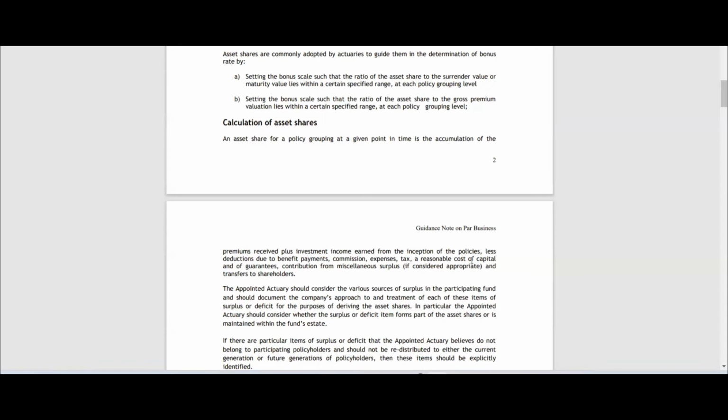Now the remaining things, cost of capital, cost of guarantee, contribution from miscellaneous surplus, these are non-cash items. Like you cannot see them, right? Cost of capital, you cannot see that. It's deducted, but there is no physical existence. Once again, cost of guarantee, you cannot see that. These are deducted, but there is no physical existence of it, right?